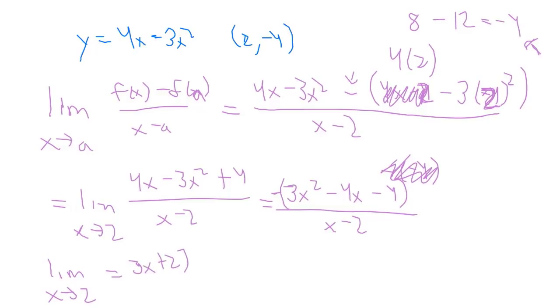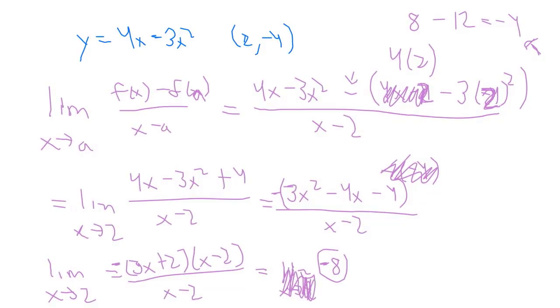And this should be 3x plus 2 times x minus 2. And the denominator is still x minus 2. And so notice how those two cancel out again. So we get the limit as x approaches 2 of 3x plus 2. So 3 times 2 plus 2, which is 8. And then there's also this negative here. So this negative goes there. And we get negative 8.